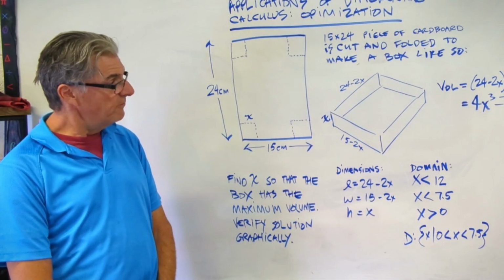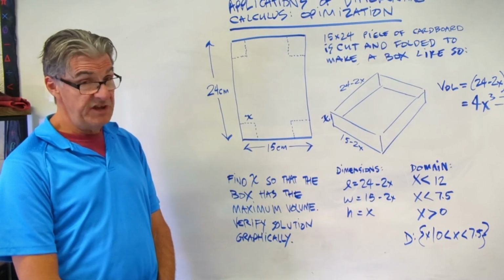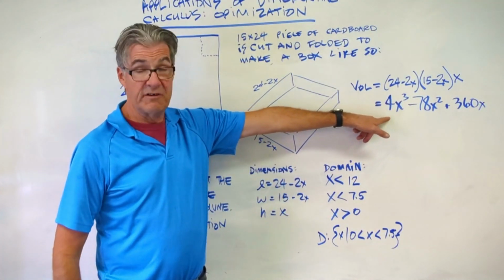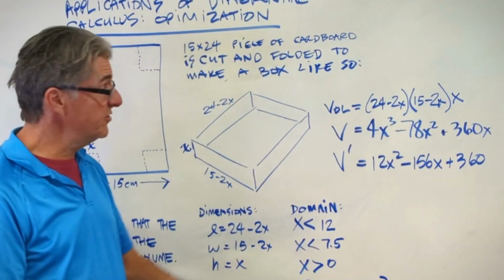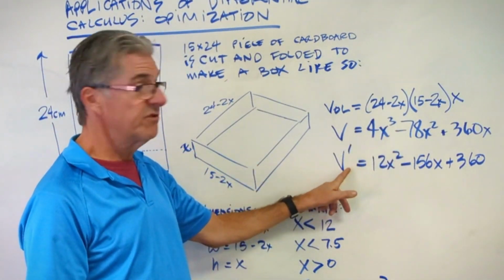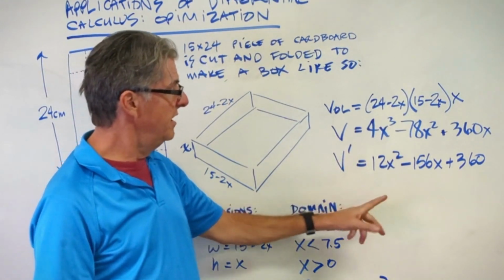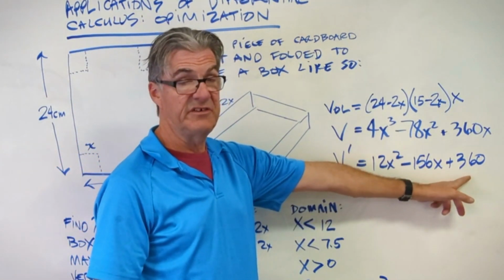Okay, so this is differential calculus. Your first step here is to figure out the derivative of the volume equation. All right, so here's what I get. I used v for my volume function. So the first derivative of that function would be v prime, and I get 12x squared minus 56x plus 360.